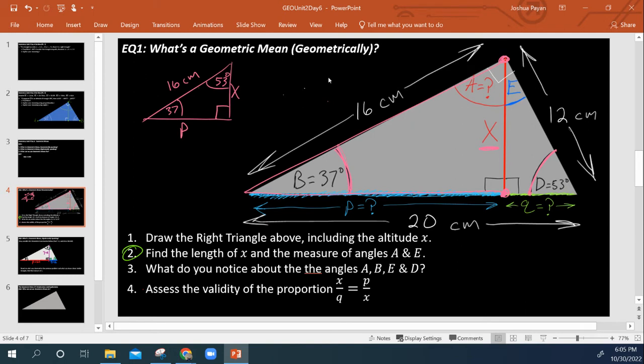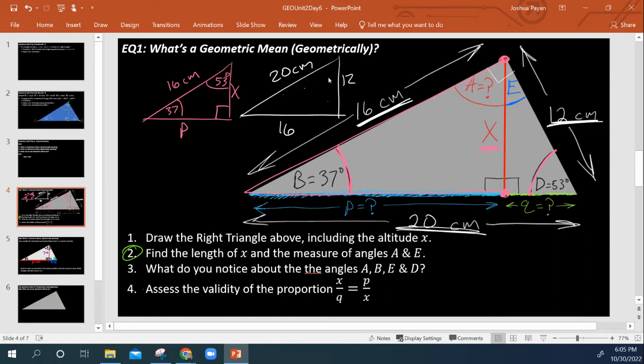So that means if I draw the original triangle as is, the long leg is 16 centimeters, the short leg is 12 centimeters, and our hypotenuse would be 20 centimeters. So from this, I get a nice cute proportion that I can use to find the missing side P and X on our pink triangle.